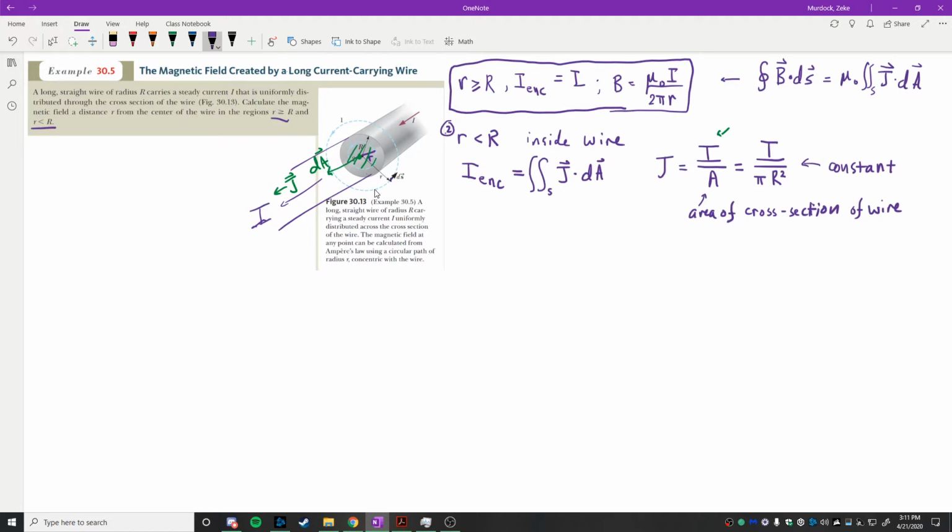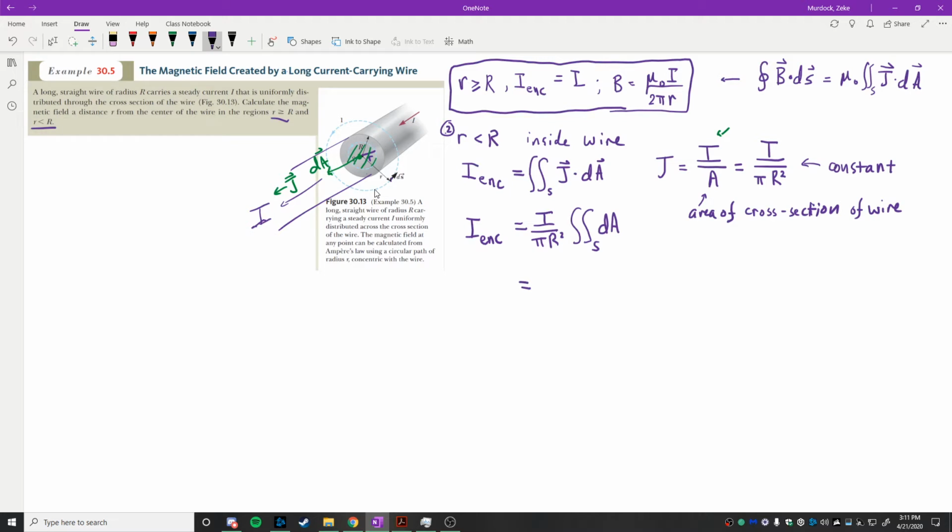So now what we get is that this equation, the j is going to come out of the equation. This is going to be I divided by pi r squared. And then the other portion of this is going to be the surface integral over dA. This is all just going to calculate what I enclosed is.